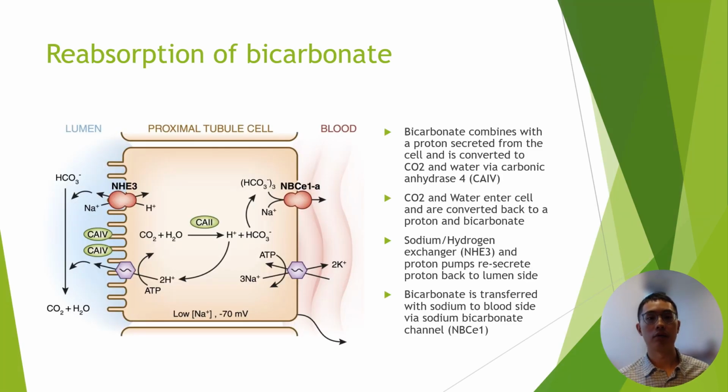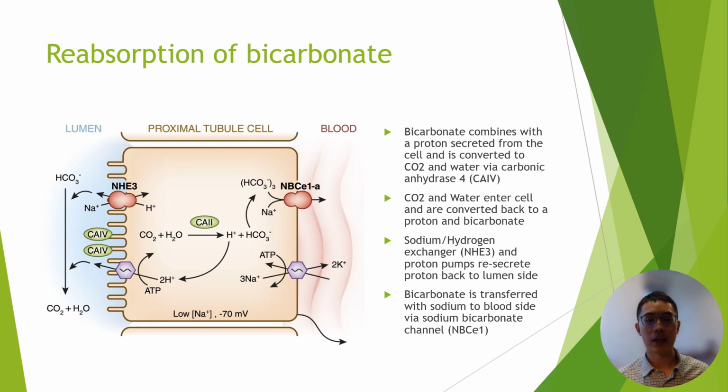Let's first talk about the reabsorption of bicarbonate. And remember that most of the process happens in the proximal convoluted tubule, accounting for about 80% of the bicarbonate reabsorption. First, the filtered bicarbonate combines with a secreted proton from the proximal tubule cell and gets converted into carbon dioxide and water through the action of carbonic anhydrase 4 enzyme that is found on the luminal membrane. The carbon dioxide and water are able to freely pass through the cell wall into the proximal tubule cell, and then it gets converted again into a proton and bicarbonate ion through the action of carbonic anhydrase 2.